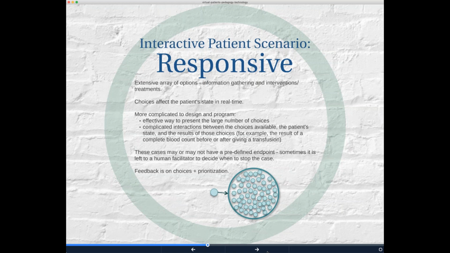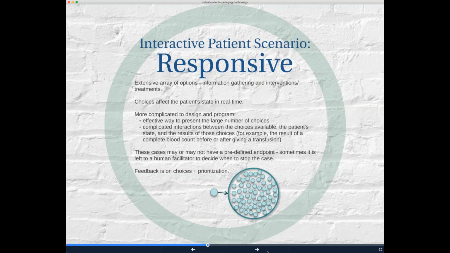So some of these cases have a predefined endpoint where you need to resuscitate someone to a certain point of stability, and then the case will draw to a close. And sometimes they're more open-ended, and they're meant to be done with a facilitator, and that expert facilitator will work with an individual or group of students to work their way through a case, and the facilitator will decide when to draw it to a close.